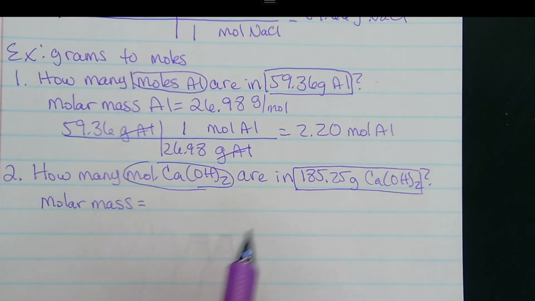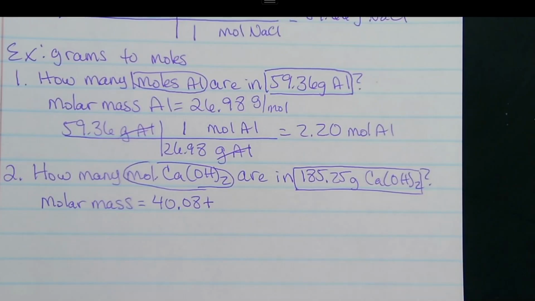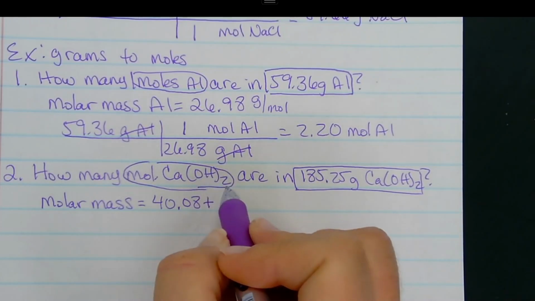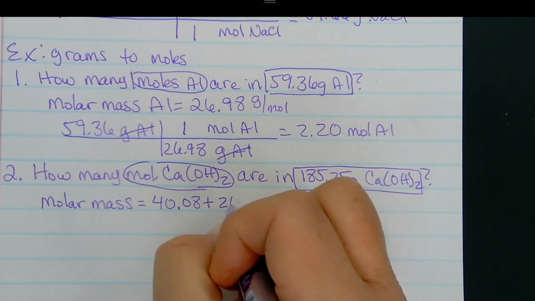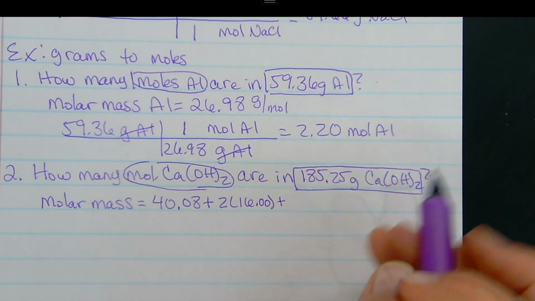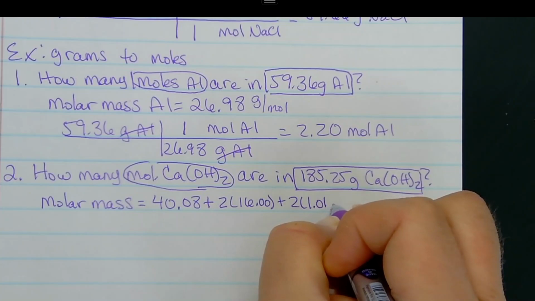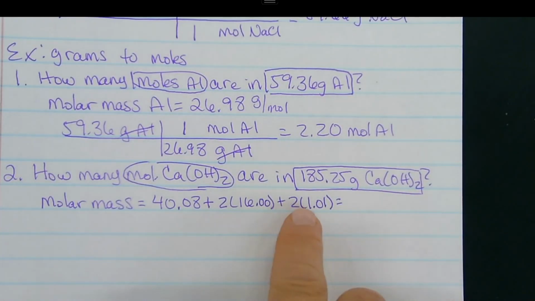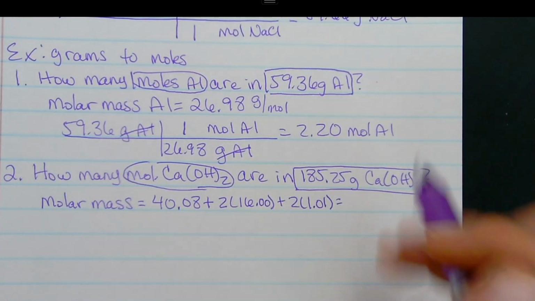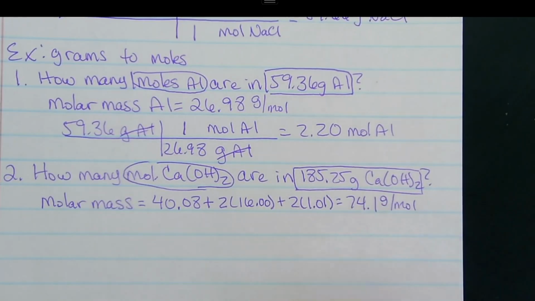So I have 1 calcium. Calcium is 40.08 plus I have 2 oxygen, so I'm going to do 2 times 16.00 plus I have 2 hydrogen, so 2 times 1.01. And I got these numbers off the periodic table. That will give you 74.1 grams per mole.